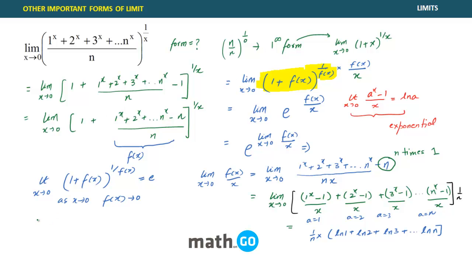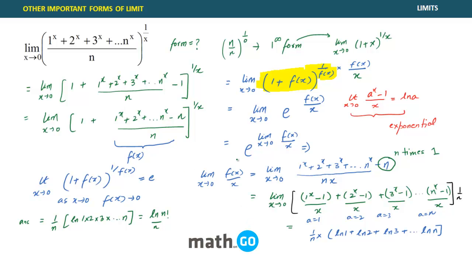And if we start applying the property of ln's, that is log, what is log a plus log b? Yes, so the answer is 1 by n, and you can say ln of 1 into 2 into 3 up till n. What is this particular stuff? Yes, this becomes ln n factorial by n. So this is what you will end up with.